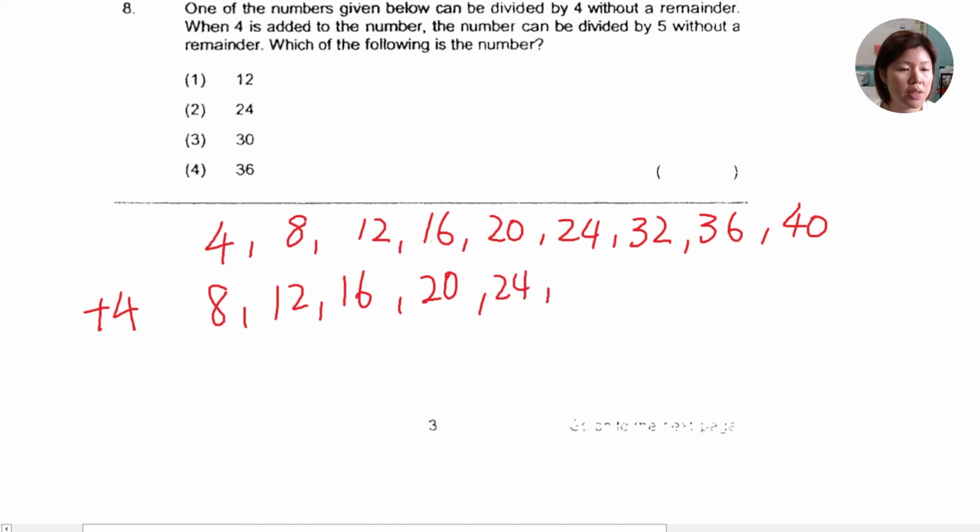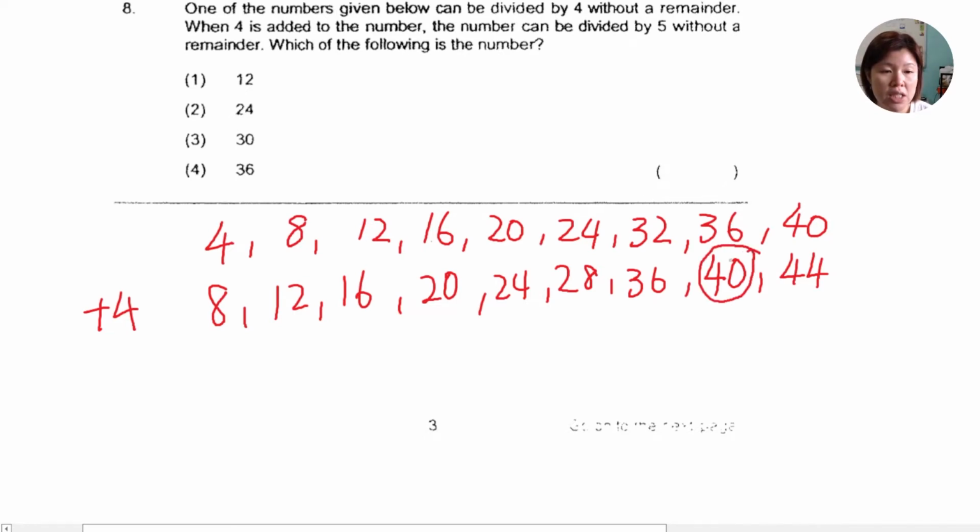It's 20, 24, 28, 36, 40, 44. So they're asking you which of it is the following number. So after I add 5, I realized that add 4, the number can be divided by 5 will be 40 and 20. We only have two numbers. Okay, so 40 will be 36 and 20 will be 16. So if you can see, 12 is out, 24 is out, 30 is out, and 36, since I have 36 here.